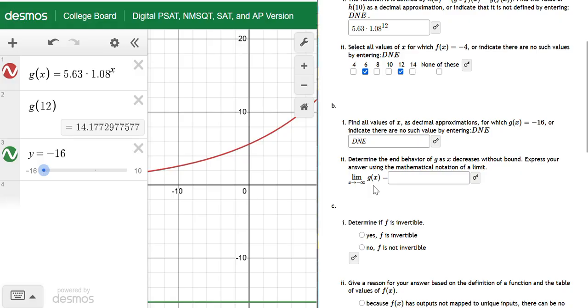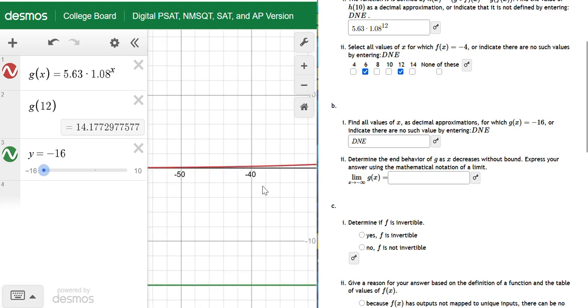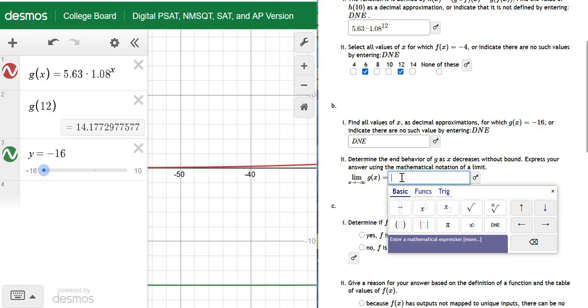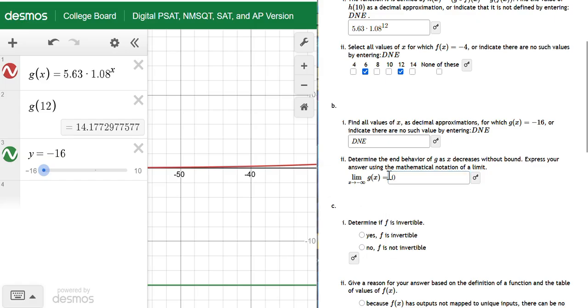Looking here now, still staying with the g function, the end behavior as x decreases. As x is decreasing here, again, what we can see with the graph is it's getting closer and closer and closer to 0. So that is our limit. And you might be expected to write the full limit notation here. So the limit as x approaches -infinity of g of x is equal to 0.